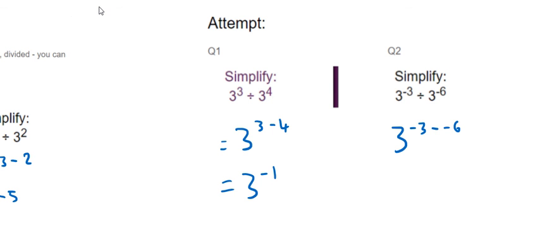So that might be a little bit confusing if you're not sure of your negative numbers. But when a minus and a minus come together, that becomes a plus. So it's going to be 3 to the power of minus 3 plus 6. So minus 3 plus 6 would actually be positive 3. So it would be 3 to the power of positive 3. So that was an extra little tricky bit in there, but it's no harm to see it.